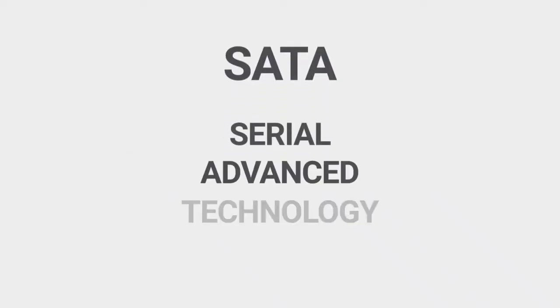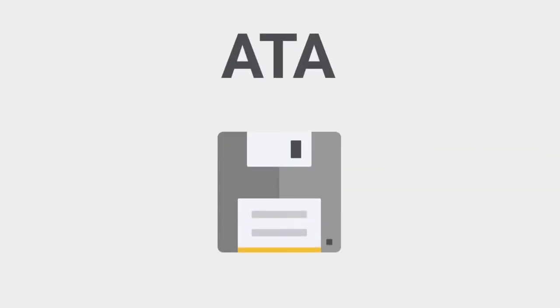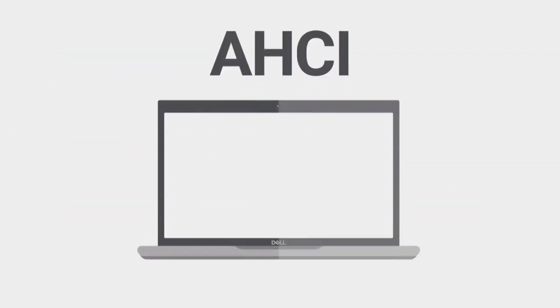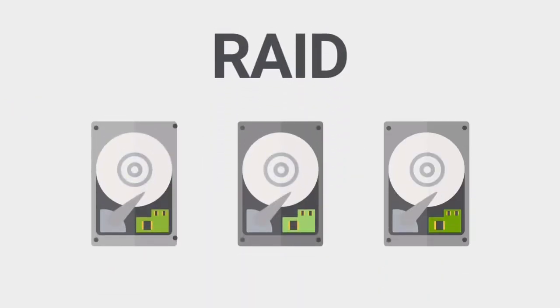Having the proper SATA interface can avoid boot issues. SATA stands for Serial Advanced Technology Attachment and is a computer interface used to attach hard drives. In most cases, there are three common SATA operation modes: ATA, which is compatible with older operating systems; AHCI, which works with modern operating systems like Windows 7, 8.1, and 10, and also has extra features that ATA lacks; and RAID, which enables users to set up a multi-drive configuration to improve disk performance.